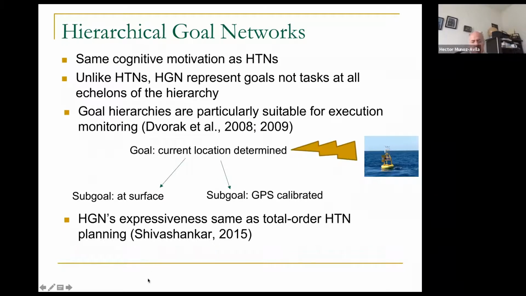It has been very well defined. You can look at Shivashankar's PhD dissertation, where he defined very carefully what these hierarchical goal networks are. For example, it shows that the expressiveness of hierarchical goal networks is equivalent to total-order HTN planning. The reason I'm mentioning that here is that there have been some works trying to learn these HGNs, these goal networks, where now they don't assume the annotations have to be given, because now we have the goals, and therefore one could learn the goal hierarchies.